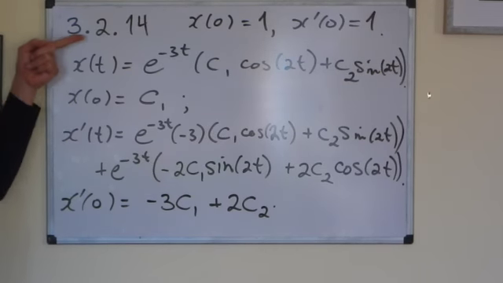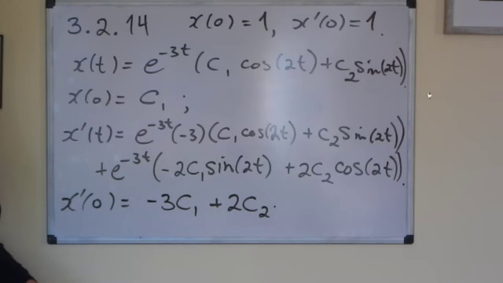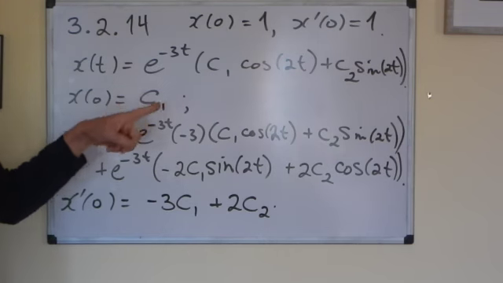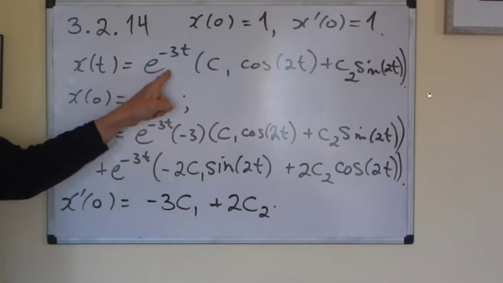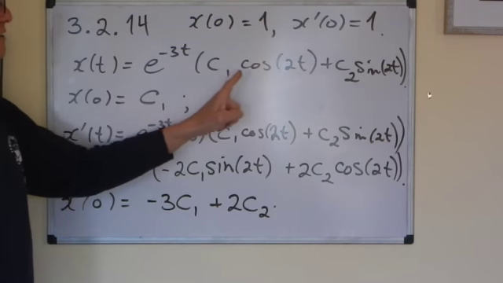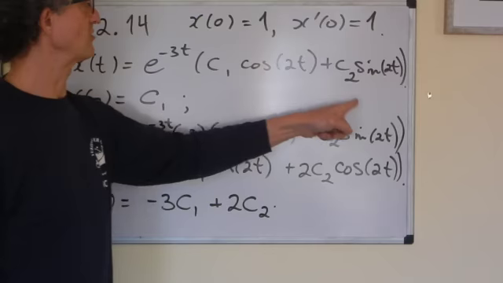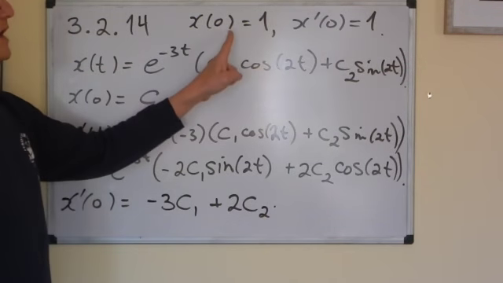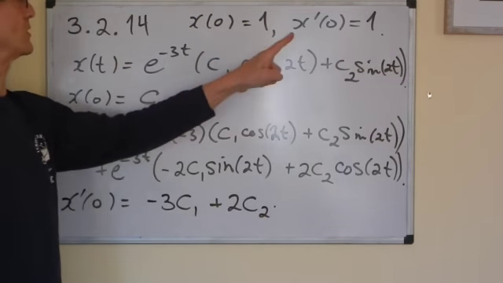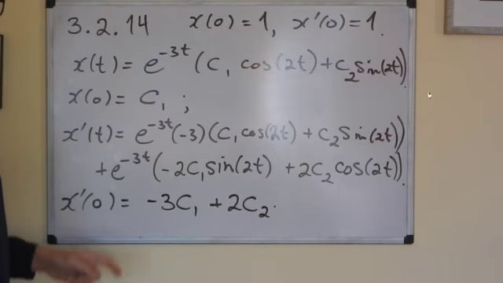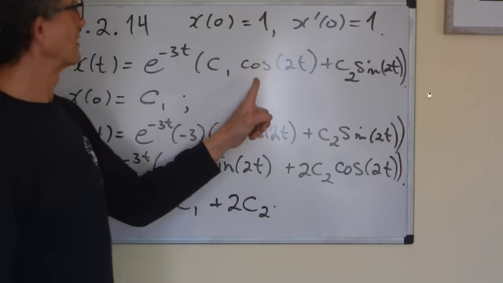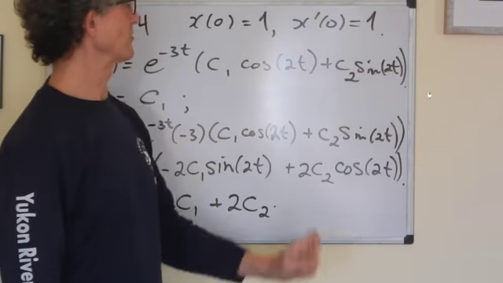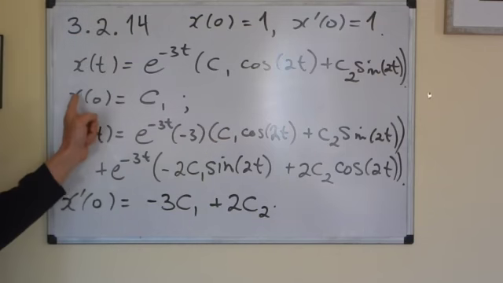We're continuing to solve this second order constant coefficient homogeneous equation. We have a general solution, x of t equal to e to the minus 3t times c1 cosine 2t plus c2 sine 2t, and we're trying to match the initial conditions. x of 0 is 1 and x prime at 0 is 1. Plugging in 0 into x, e to the 0 is 1, cosine of 0 is 1, sine of 0 is 0, and so we're just left with c1.